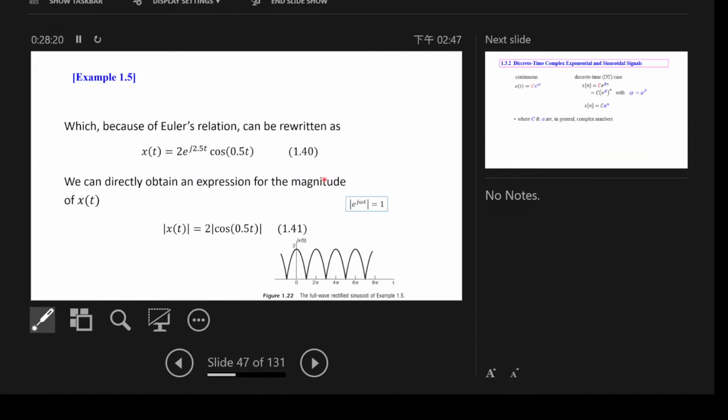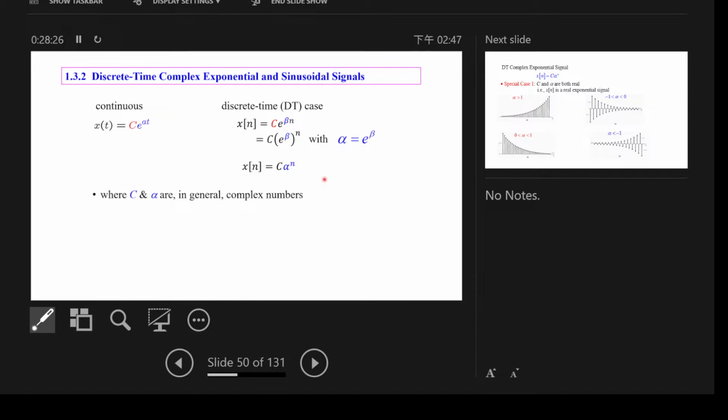Okay, and so that's that, and let's jump ahead to discrete time complex exponentials. So far we've been talking about continuous time complex exponentials. Now let's go to discrete time complex exponentials. Continuous time complex exponential is c times e to the at, and discrete time is really similar. It's c times e to the beta n. So beta is basically alpha here, and from those two equations you see we only change t to n. So that's really the only change.